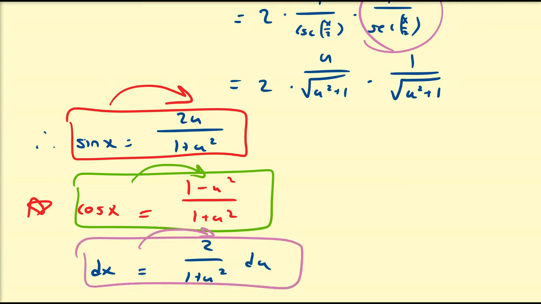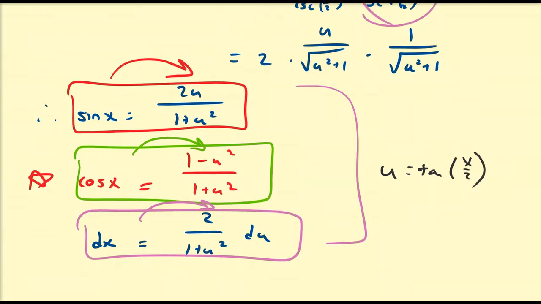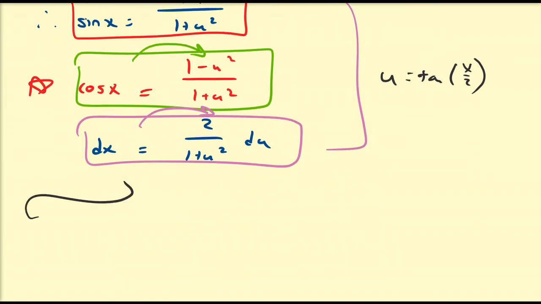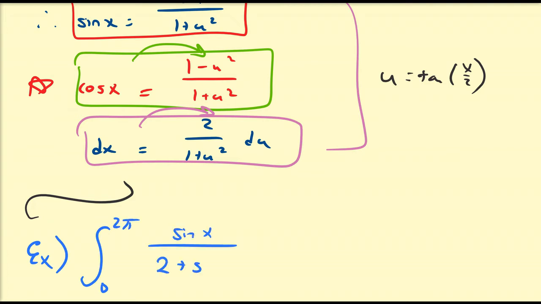Right? So these things together, which originated from the substitution u equals tangent of x over 2, are the Weierstrass substitution. So let's go through an example to see how this would work. The integral that I'm going to use to demonstrate this is the integral from 0 to 2 pi of sine of x divided by 2 plus sine of x dx.